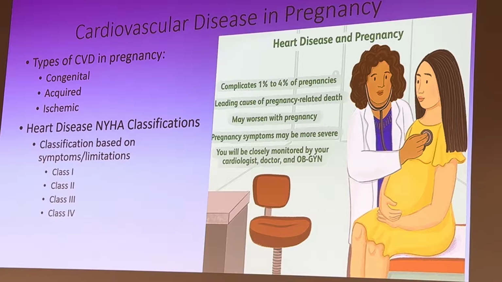Class 3 would be symptomatic at rest and with activity, so you're a little more compromised. And then class 4 would be inability to perform any physical activity without symptoms. These patients typically have severe cardiac insufficiency, and they're very compromised. So they're probably on several medications to help prevent cardiac decompensation, and they may even be advised to not have children. But we all know that when we're advised to not do something, sometimes we do it anyway, right?